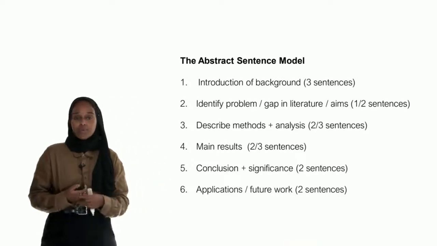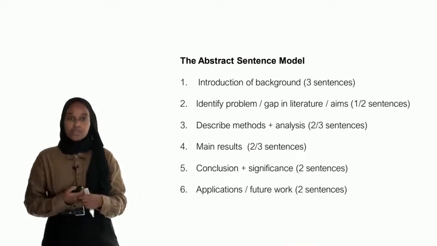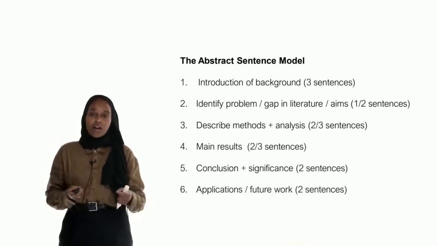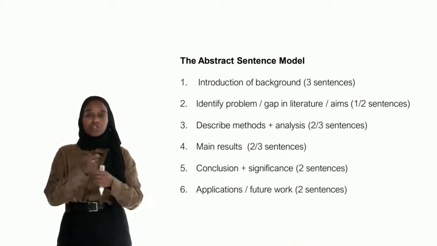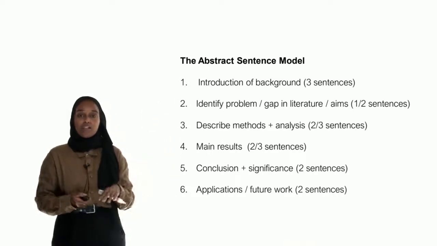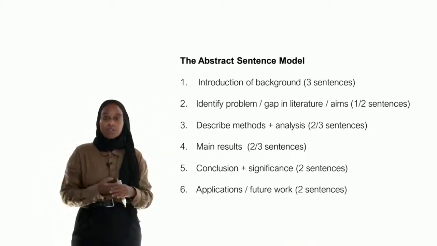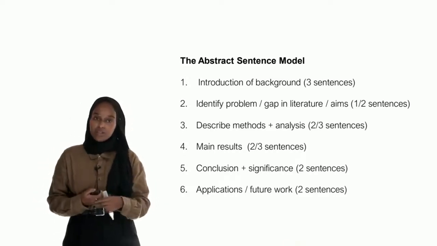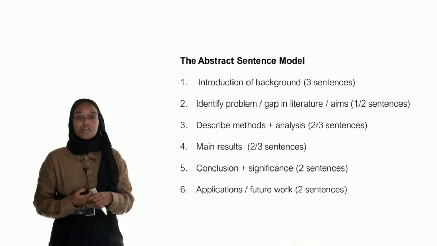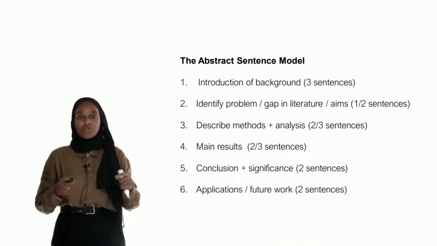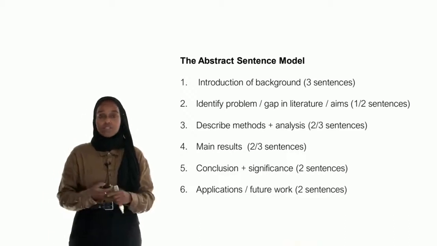I've devised something called the abstract sentence model. It's basically a guide. So if you're stuck and you're not 100% sure how to write your abstracts, you don't know where to begin, follow this model to the T, and you'll be guaranteed to have an abstract that's strong and that contains all the relevant information that you need. So the first sentence is the introduction of the background, and this is typically 1 to 2 or kind of 1 to 3, I would say, sentences.